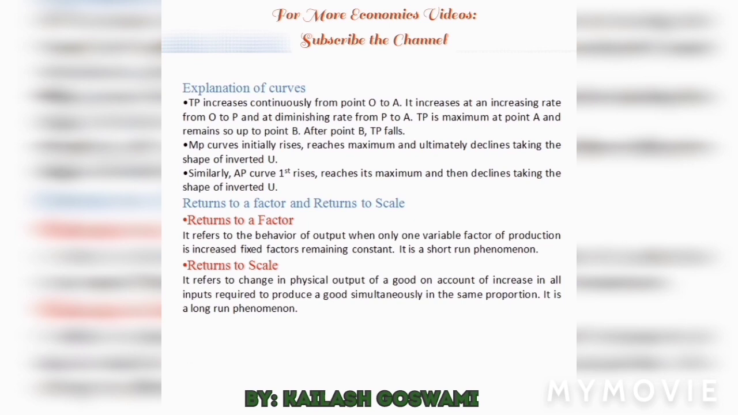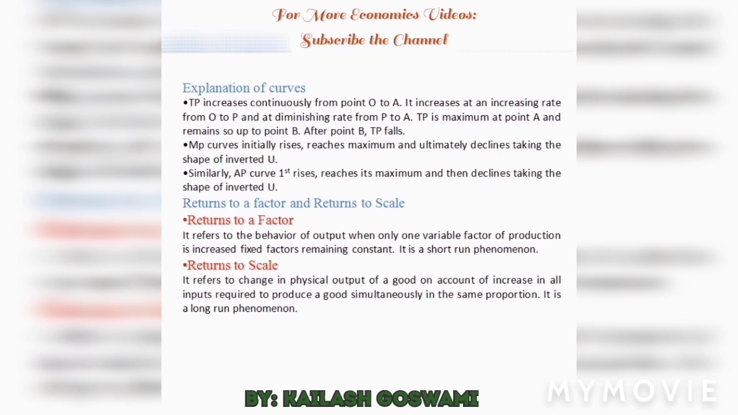Returns to a factor and returns to scale. Returns to a factor refers to the behavior of output when only one variable factor of production is increased, fixed factor remaining constant. It is a short run phenomenon. Returns to scale refers to change in physical output of a good on account of increase in all inputs required to produce a good simultaneously in the same proportion. It is a long run phenomenon. That means returns to a factor is the short run production function and returns to scale is the long run production function. Returns to a factor is also known as law of variable proportion, and returns to scale is also known as law of returns to scale.